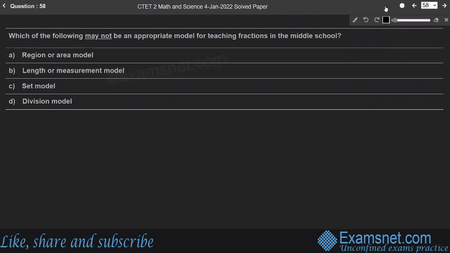Question number 58. Which of the following may not be an appropriate model for teaching fractions in the middle school?